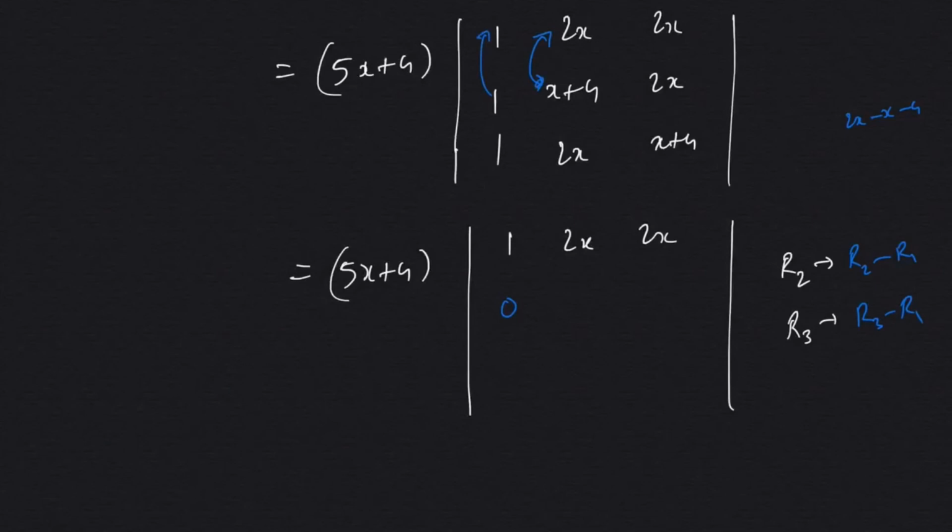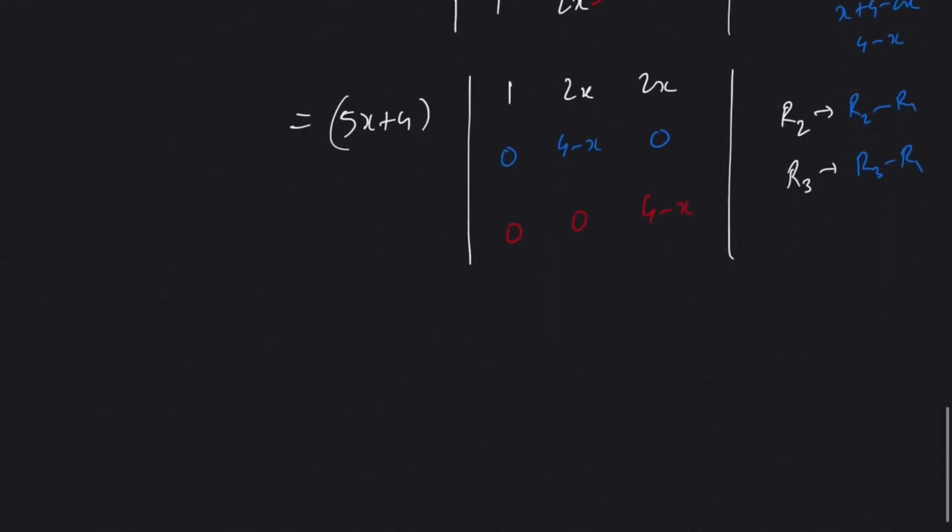1 minus 1, 0. x plus 4 minus 2x, so it will be 4 minus x, 2x minus x, 0. Again R3 also, R1 is the base, no? R1 minus 1, 0. 2x minus 2x, 0. Again, x plus 4 minus 2x, that will be 4 minus x.